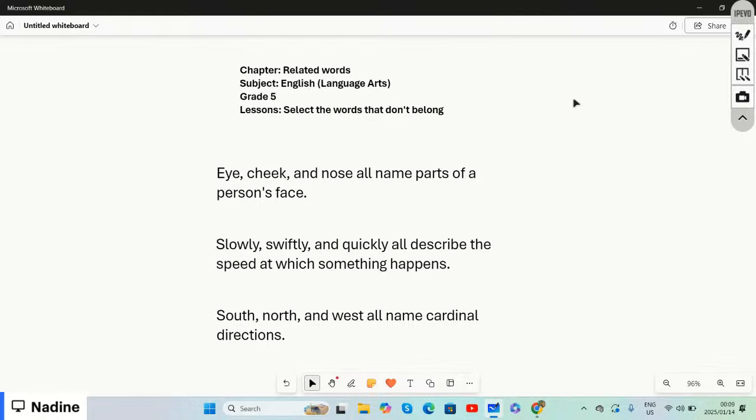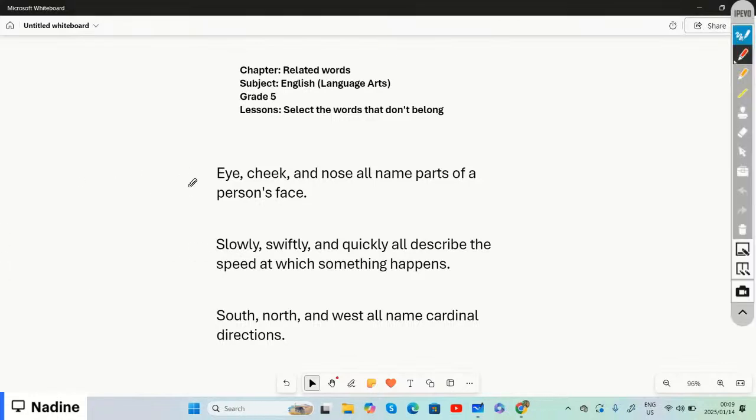All right. If we look at a few examples of related words before we go on to A plus students, if we look at things that are part of a person's face, then we can say things that are part of a person's face are your eyes, your cheek, your nose. That is but a few examples.